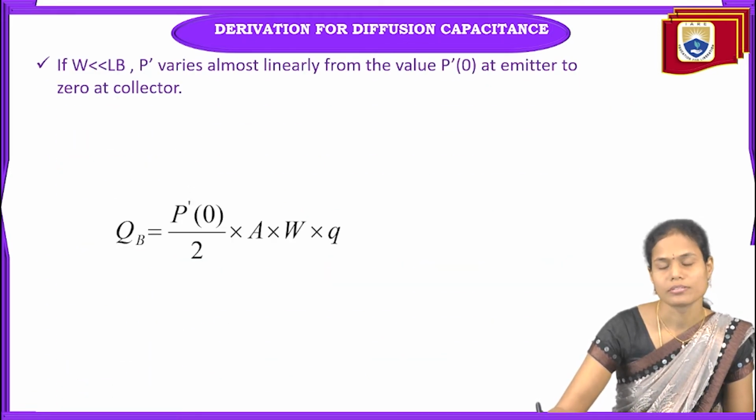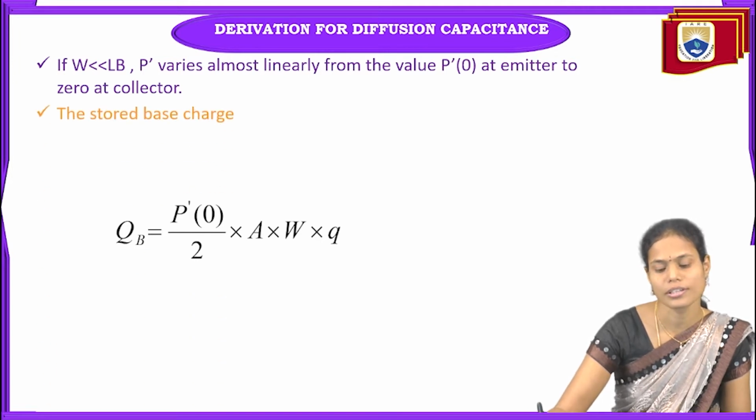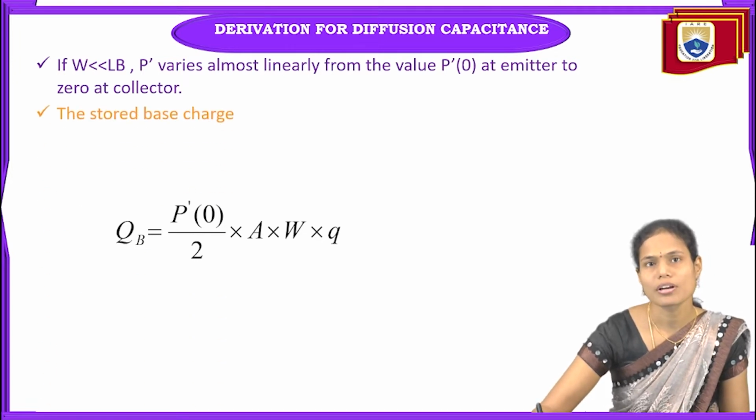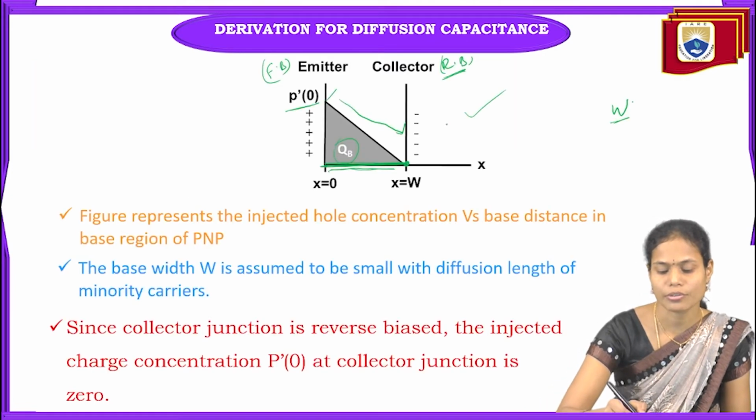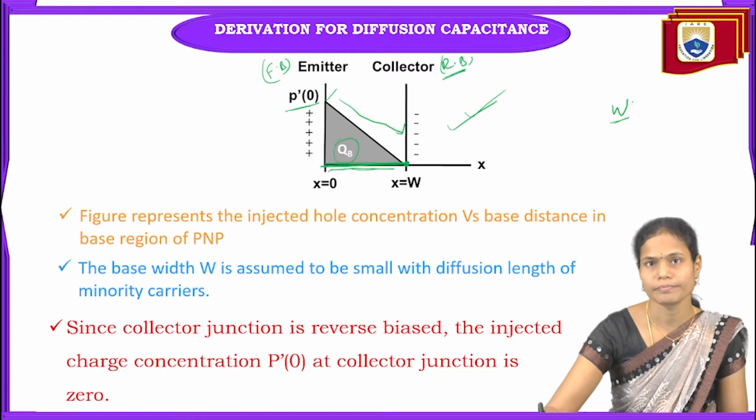So suppose the length of the base is very small compared to the LB. In that case, the P dash varies almost linearly from the P dash of 0 to 0. That we can observe in this particular diagram.